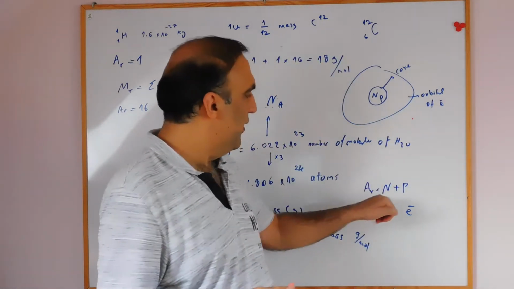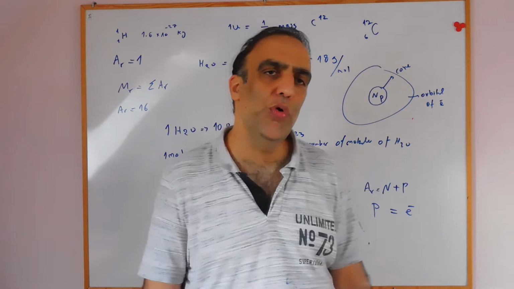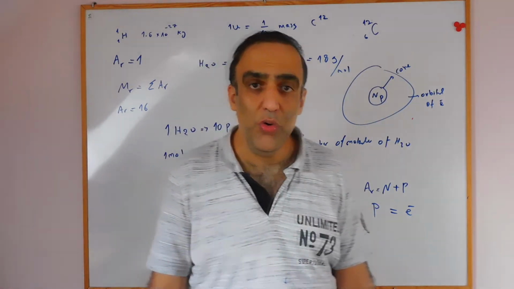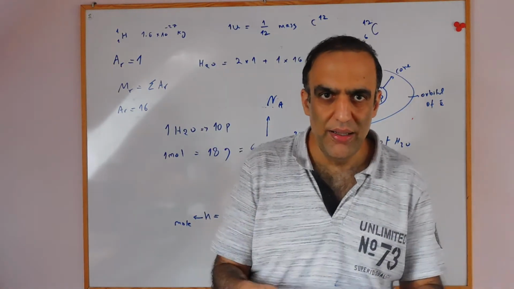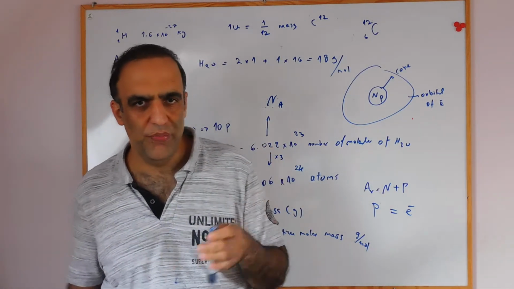As I mentioned, an isotope also has the same number of protons and a different number of neutrons: the same element, but a different number of neutrons. Okay.